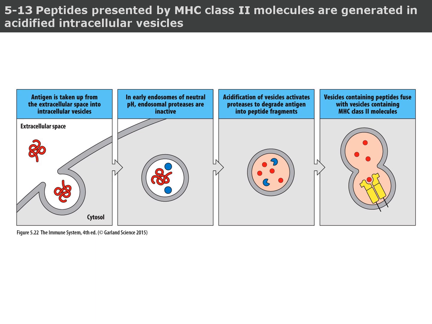As the vesicle matures, it becomes more acidic. This acidification activates proteases, which then degrade the antigen into smaller peptide fragments. Finally, these vesicles containing peptide fragments fuse with vesicles carrying MHC class II molecules.